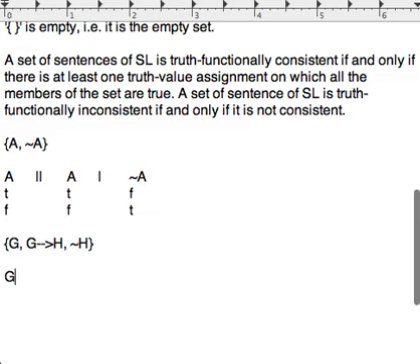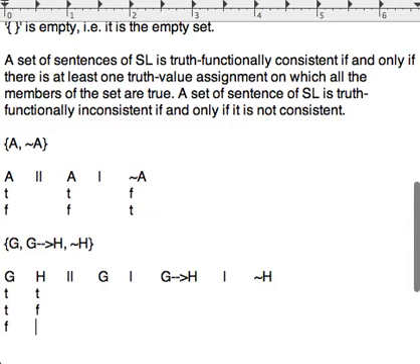Well, let's make our truth table as we usually do. So we have our atomic sentences G and H, and then we have the sentence G. We have our sentence if G then H. And then we have our sentence not H. Okay, and remember, our test here is going to be looking to find whether or not there's a truth value assignment on which each of these sentences turns out to be true.